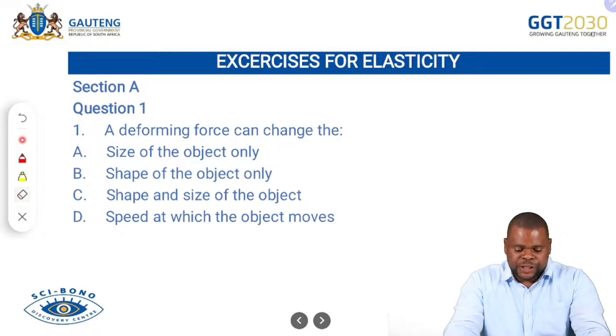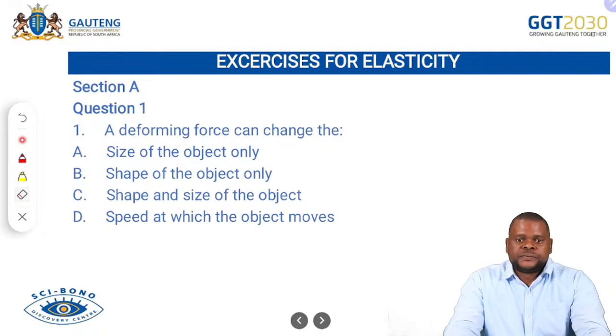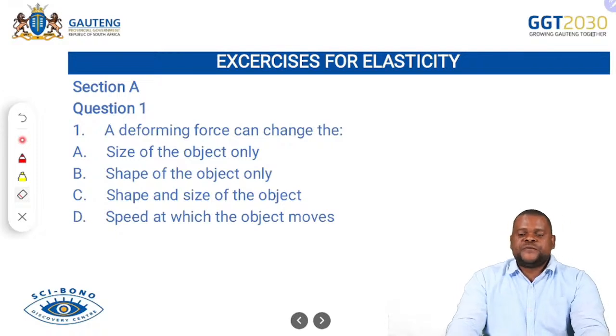C, for all deformation, the objects do not return to their original shape when the force is removed. Then D, it says, for all deformation, objects return to their original shapes when the force is removed. Which one is the answer, grade 12, for elasticity? We say D is the answer because for all deformations, objects return to their original shapes when the force is removed. The force that we're talking about here is what? Deforming force.